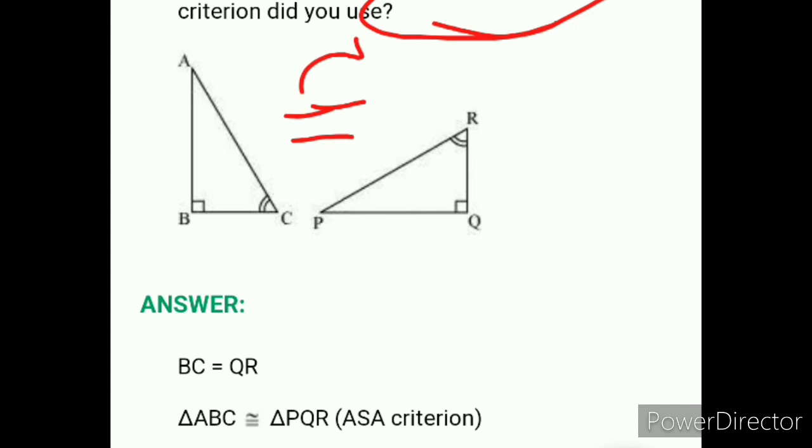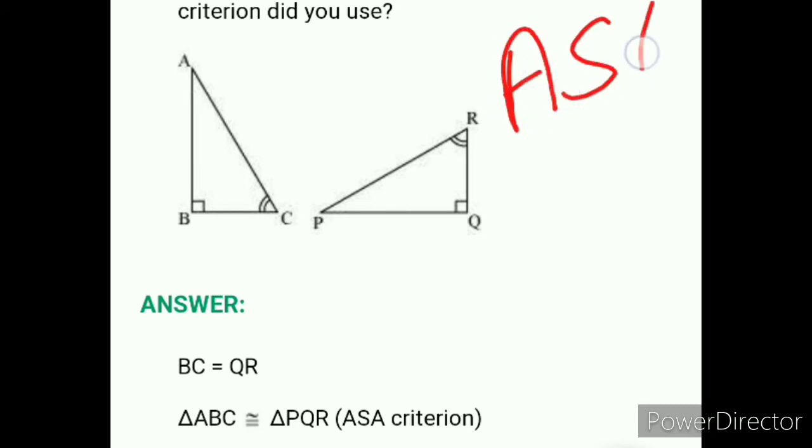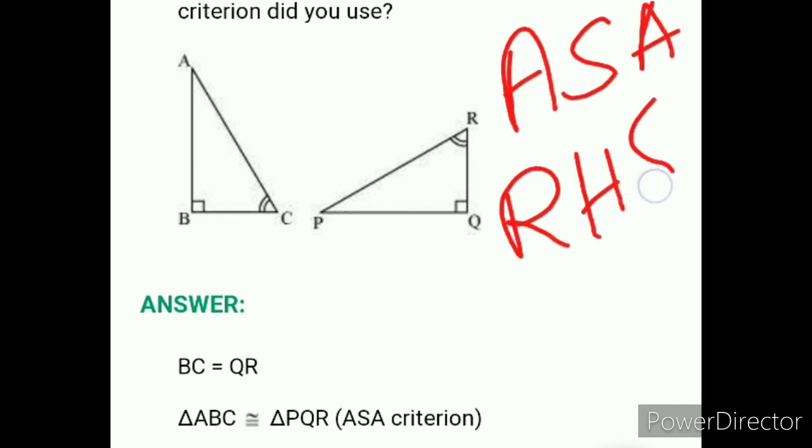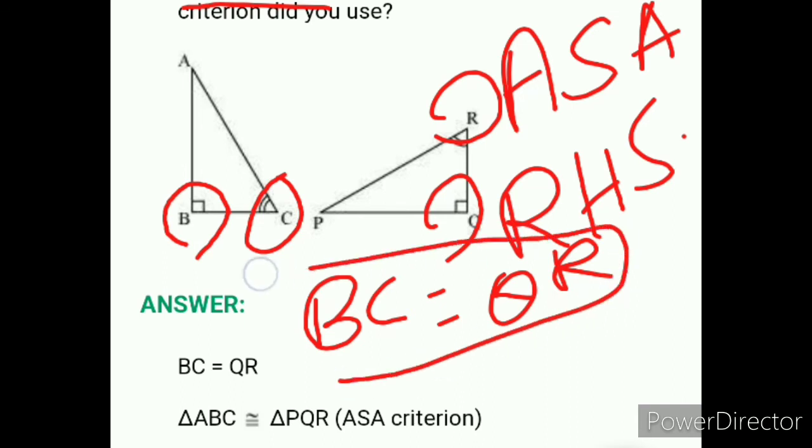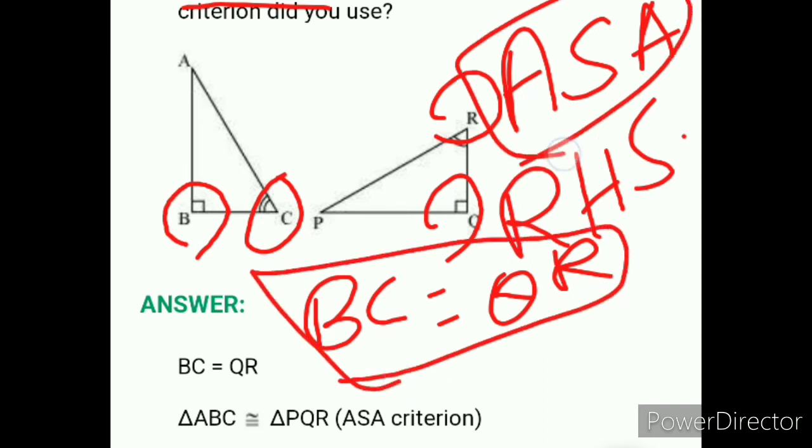So which part can we take? We can apply two criteria here. Which are they? ASA criterion or RHS. ASA criterion: here one angle and second angle, and here also one angle and second angle. So we can say BC is equal to QR. Here there is no marking, but it is given that these two triangles are congruent, so they should be equal according to the ASA criterion.